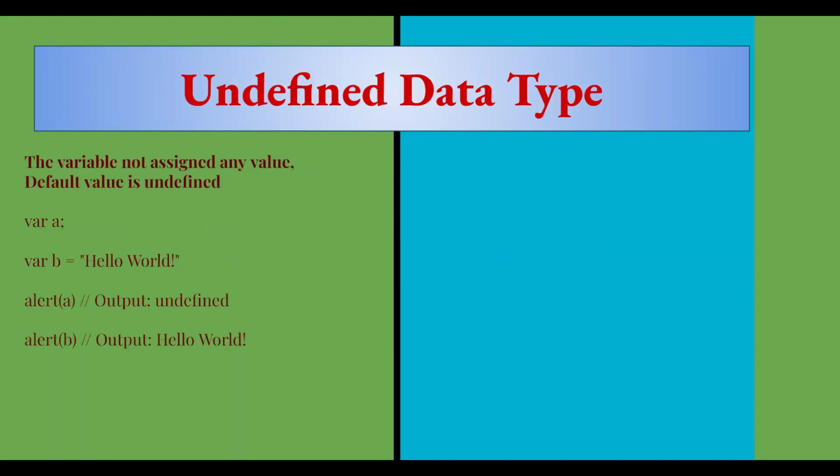Next, we have undefined. The undefined data type can only have one value, the special value undefined. If a variable has been declared but has not been assigned any value, by default, the value will be undefined. For example, variable A is declared but not assigned any value, so its output is undefined. On the other hand, variable B is assigned a string value, so it returns string.